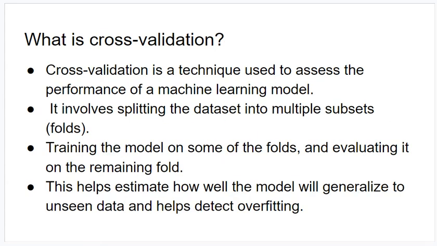Cross-validation. Cross-validation is a technique used in data science to assess the performance of our machine learning model. For example, you split the data set into multiple subsets, or you can call them folds, and then you train your model on some of the folds and evaluate it on the remaining folds. Then you estimate how well the model will perform on generalized, unseen data, and it helps us detect discrepancies in our model. So this is called cross-validation.